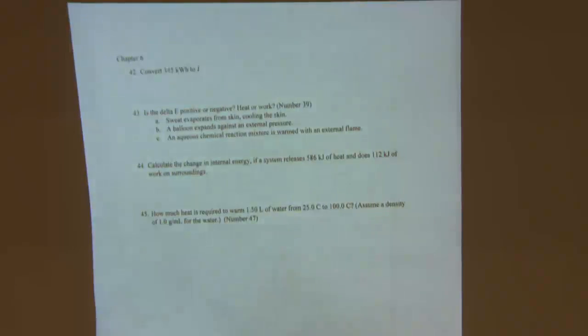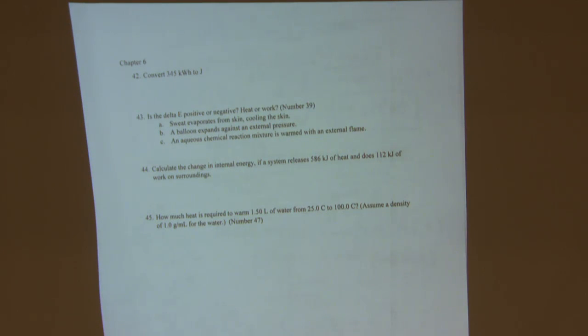Okay, so now number 45. How much heat is required to warm 1.5 liters of water from 25 degrees Celsius to 100 degrees Celsius? Assume a density of 1 gram per milliliter for water.